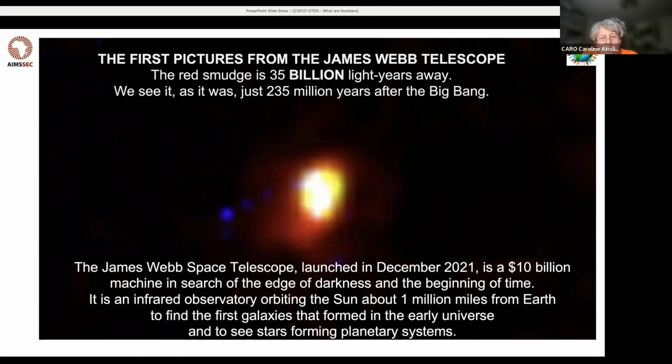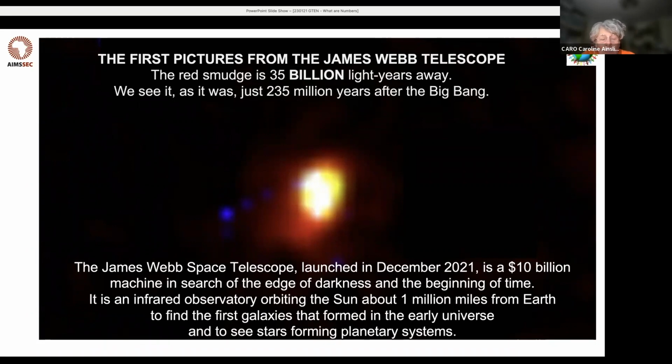Now, the James Webb Telescope was launched in December 21. It cost $10 billion. And there's a lot of space research going on in South Africa with telescopes and things. I'm not sure what other countries in Africa. We're looking beyond anything we've ever seen. It's in orbit around the sun, and it's literally in search for the beginning of time, the edge of darkness and the beginning of time.